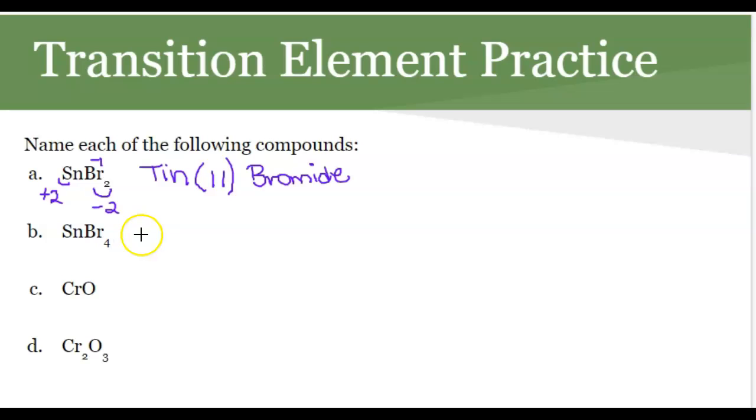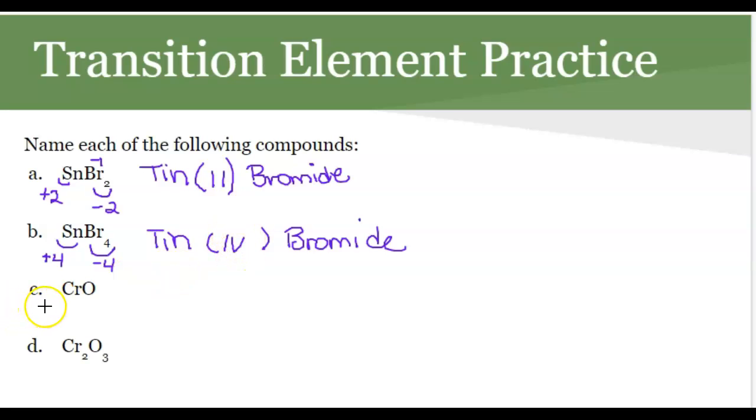Whereas here in part B, I do know I still have tin, and I do know that it's still bromide. That part doesn't change. But here I have 4 bromides, or bromines. So collectively, they have a -4, which means this one over here has to have a +4 to balance it out. So they're both tin bromide, but one is tin(II) and one is tin(IV), based on how many electrons they have.